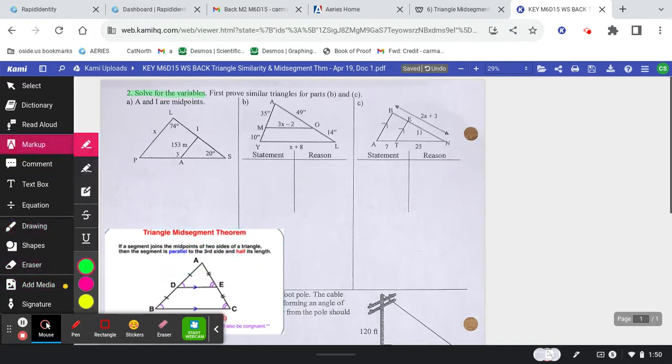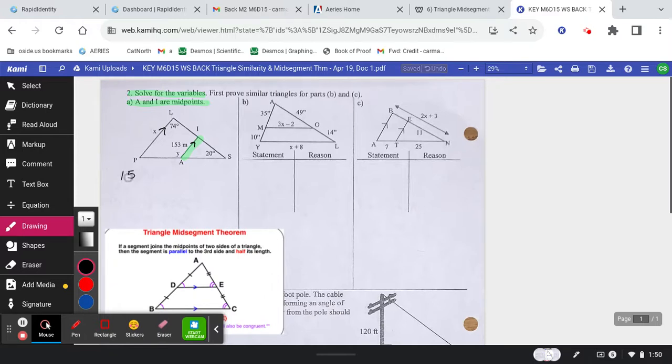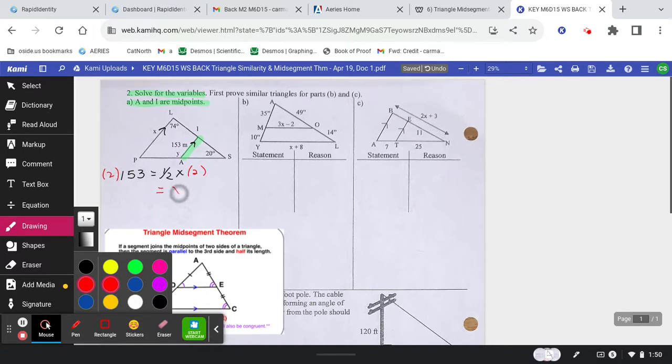So if I know that this is a mid-segment because A and I are midpoints, then I know that these are parallel. And I know that that little green line, the mid-segment, is half of the bottom line. So 153 is half of x. So how do I solve backwards for this? I'm going to multiply both sides by 2. Grab your calculators, and you should get 150, that's 300, that's 306. How's that? So that little line is half of that bottom line. We just solved for x.